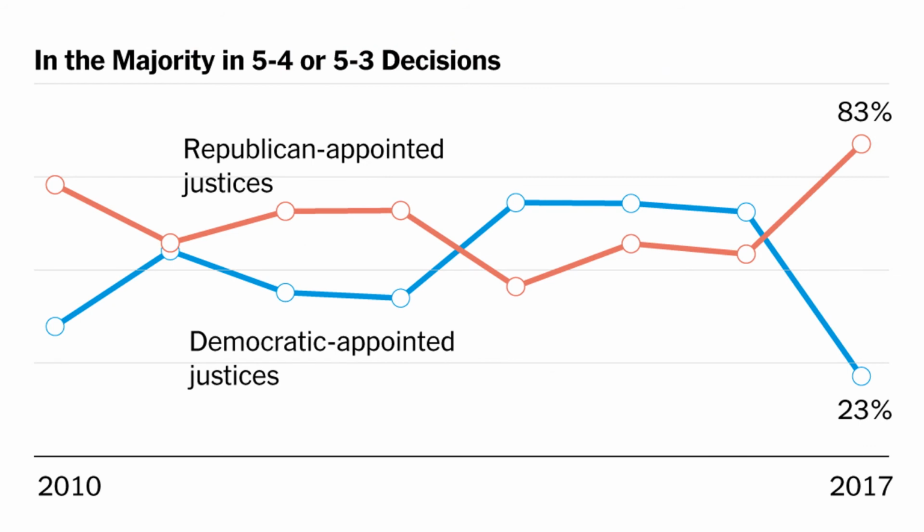So when we look at the rulings of the U.S. Supreme Court, we see that the vast majority of the rulings are actually pretty close rulings, 5-4 or 5-3 decisions, when Democratic presidents appoint certain justices versus 23% when Republican appointed justices are on the court.